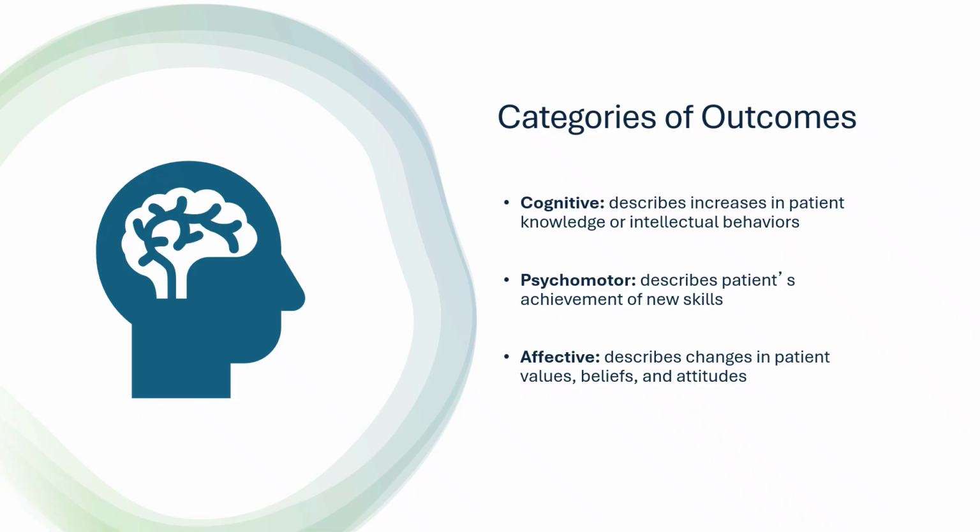Or the third category is affective outcomes. These describe changes in values, beliefs, or attitudes. An example of this might be by November 12th, the patient will verbalize valuing her health enough to practice new behaviors to prevent recurrence of the leg ulcer. Affective outcomes can be the most challenging to write and evaluate, but they're often the key to long-term success. Patient may understand the instructions and perform a skill, but without motivation, those behaviors may not stick.